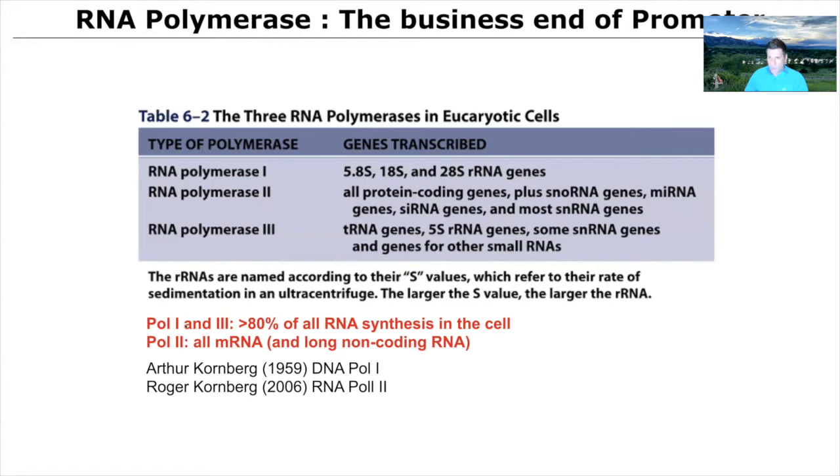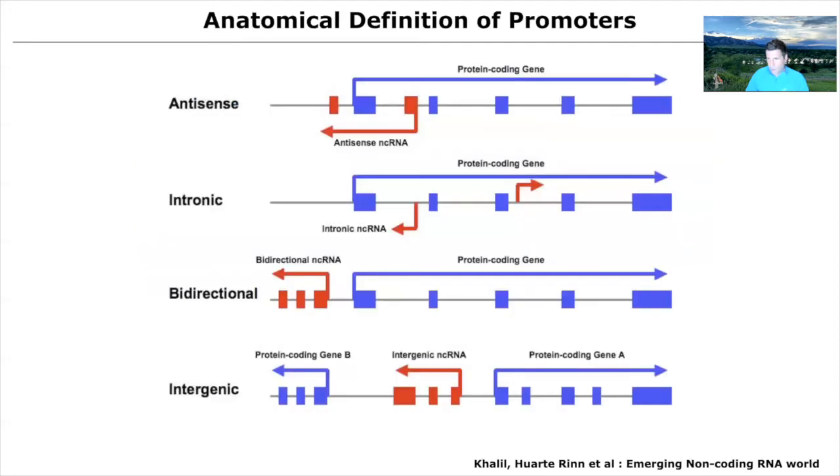But Pol 1 and Pol 3, it should be noted, we're only going to be really looking at Pol 2 regions, which are the mRNAs and long non-coding RNAs. But the majority of the RNA that's synthesized in the cell is made by Pol 1 and Pol 3. And this won the Nobel Prize twice by a father and son duo. But just to note that we're only looking at a small subset of the total activity in the human genome.